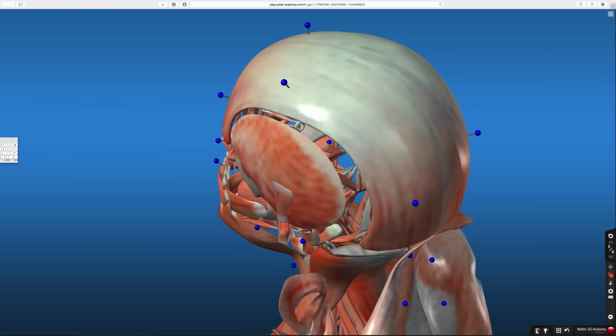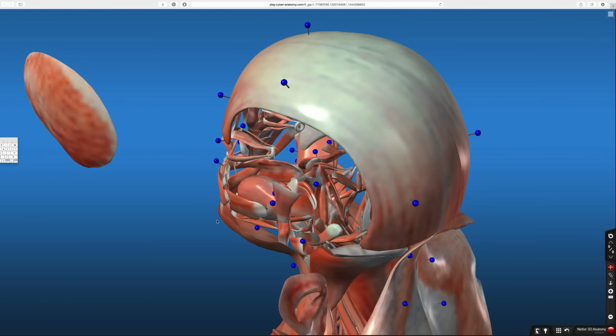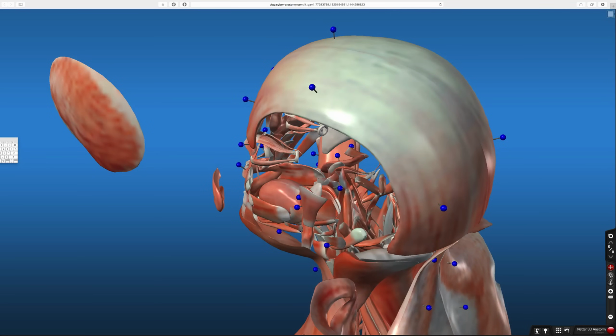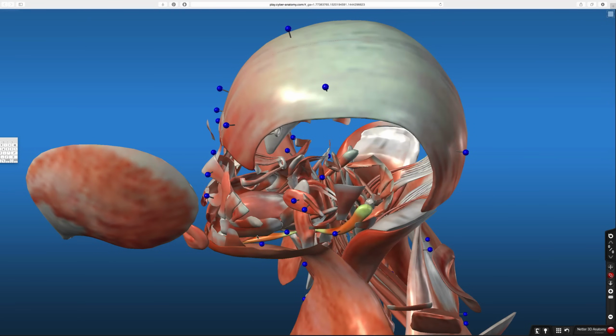So let me start peeling some of these things away, and then you can see better what's going on. Remember, this is the muscle that we want to look at, the left buccinator. We want to see its insertion. So let's move this out of the way. Yeah, I just moved it out of the way. But yeah, here you go, guys. So you can see that this muscle inserts over here to the orbicularis oris.